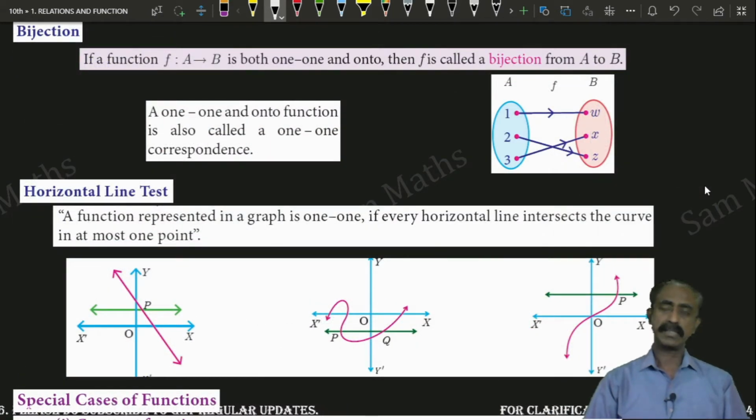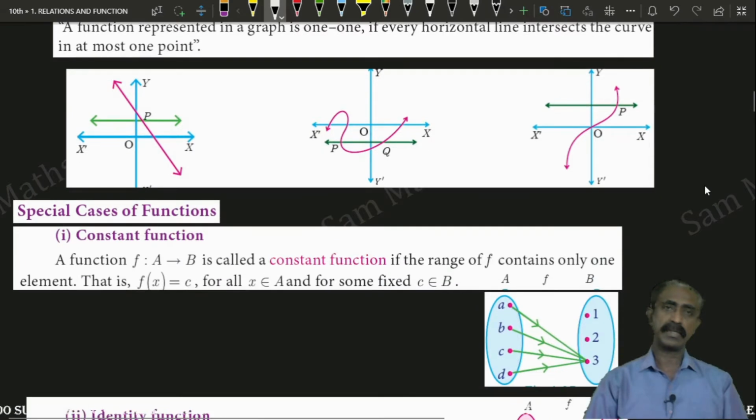You can see the example f from A to B. All the elements of codomain are having pre-image, or range is equal to codomain. Therefore, it's onto. Also, different elements of A or domain are having different images. Therefore, it's bijection. Next is horizontal line test.